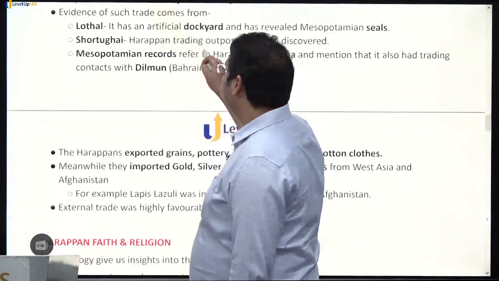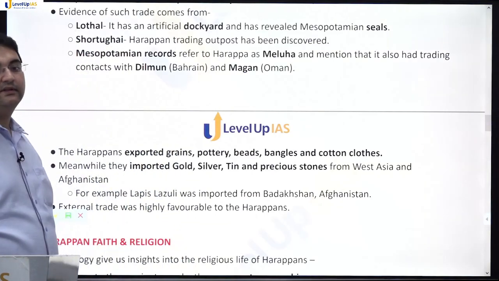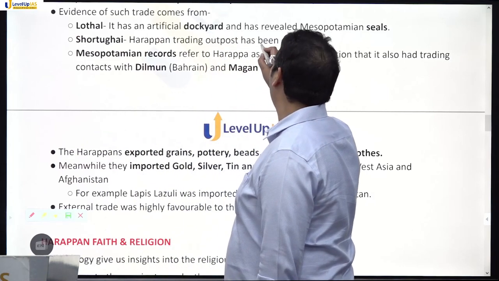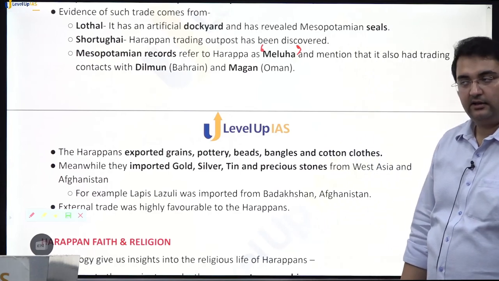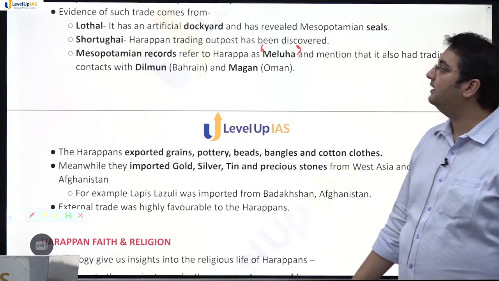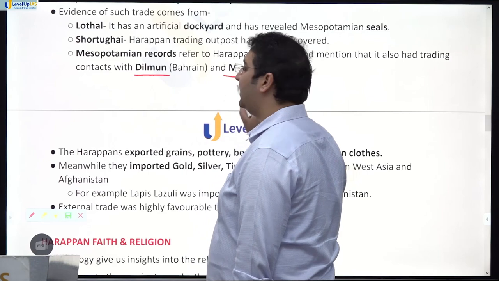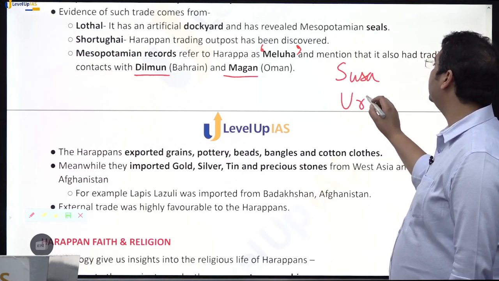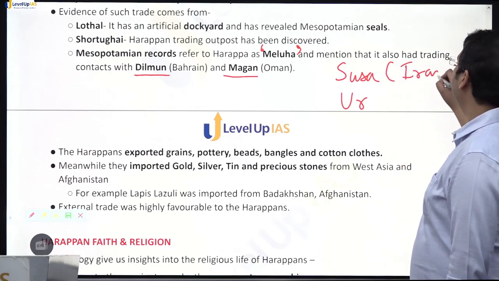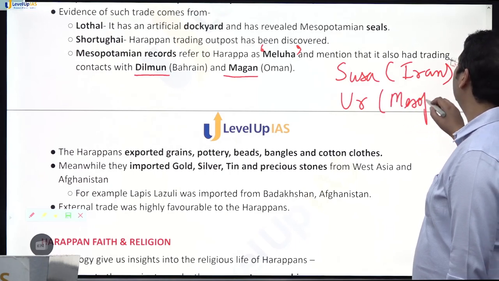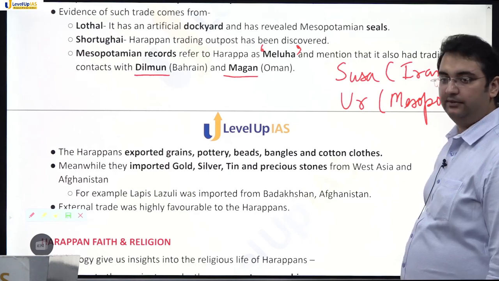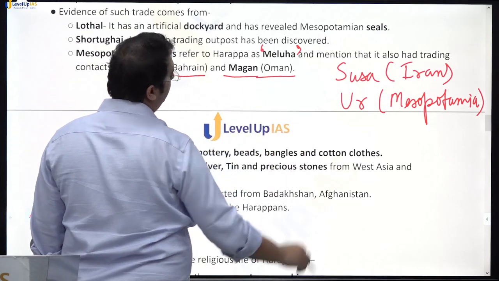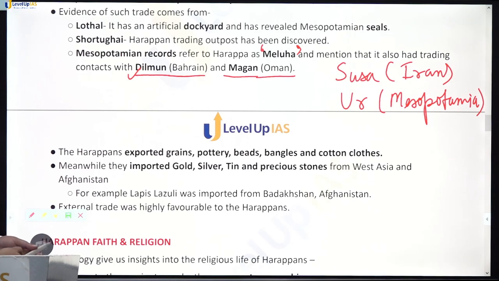Now, from the Mesopotamian records also, we can prove that Mesopotamians had trading relations with the Harappans. Mesopotamian records have referred to Harappa by the name of Meluha. Okay? And they mention that Meluha had trading relations with Dilmun and Magan as well, apart from some other cities such as Susa and Ur. Now, Susa was a major city in Iran back then and Ur in Mesopotamia. Okay? Dilmun was the Mesopotamian name for Bahrain and Magan was the name for Oman. Okay?